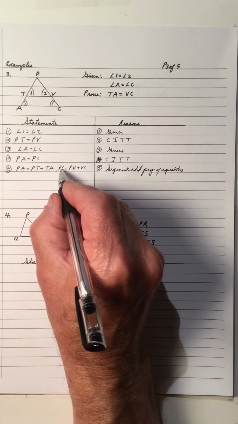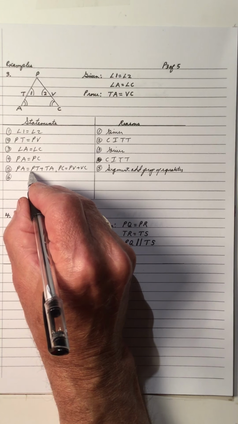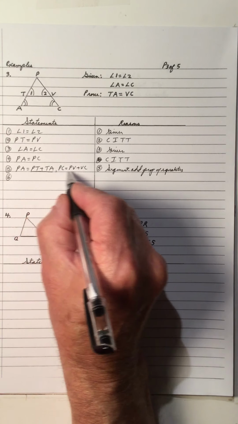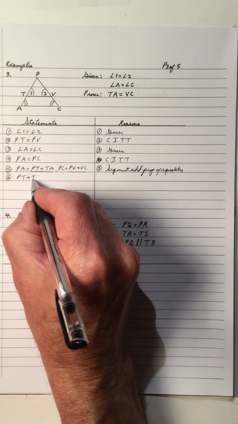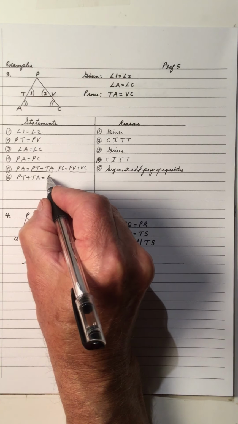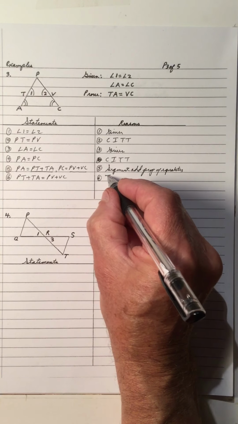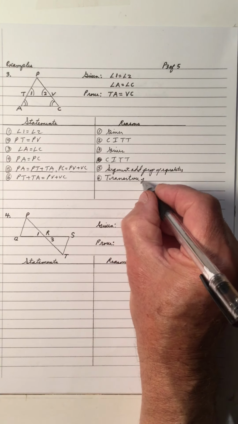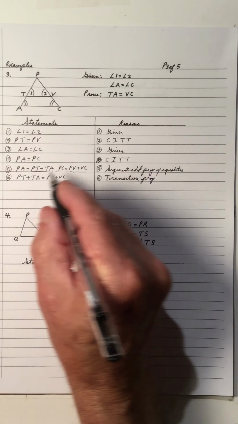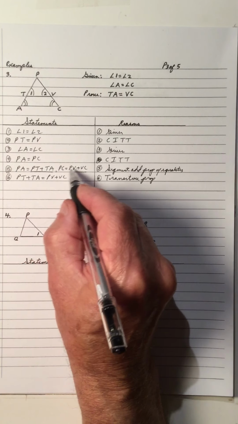There's PA, PC. That means if PA equals PC, then this is equal to this. So PT plus TA is equal to PV plus VC by transitive property of equality. And notice that PA is there, PC is there, so if these are equal, these are equal.